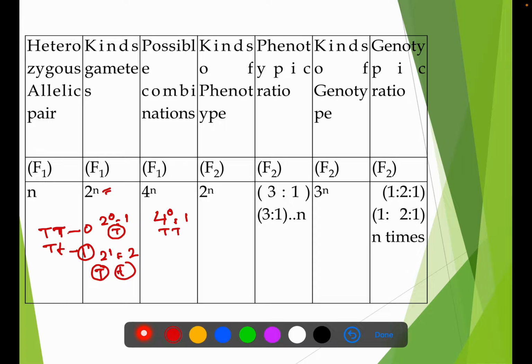But in the heterozygous one, it is 4 to the power 1, which is 4. So what combinations will you find? Capital T capital T, capital T small t, small t capital T, and small t small t. So four different combinations are there. For the kinds of phenotype, it is 2 to the power n. For 2 to the power 0, the kind of phenotype is 1: only tall. But here, 1 heterozygous pair means 2 to the power 1, which is 2. So you are getting either tall or dwarf.